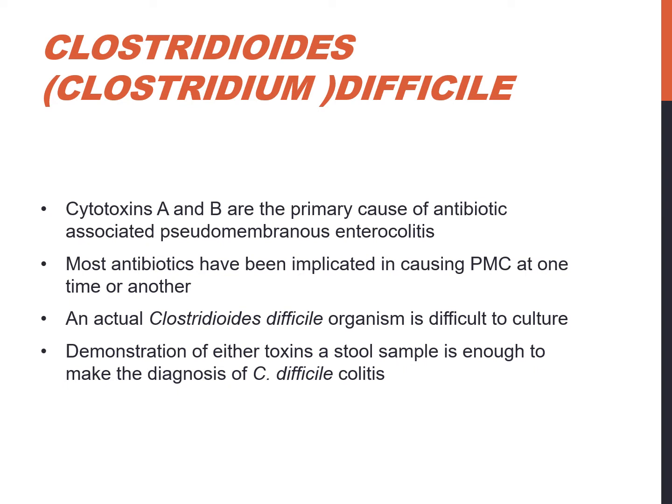Okay, if you can demonstrate either toxin A or toxin B, it's enough of an indication to make the diagnosis of Clostridioides difficile. The toxins are actually identified by fecal ELISA tests. Some signs and symptoms of Clostridioides difficile would be watery diarrhea, fever, anorexia, nausea, and abdominal pain. So let's take a look at how we would culture for this organism.